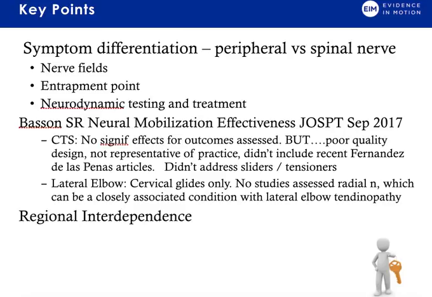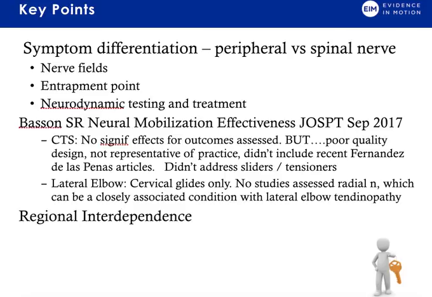Sometimes when you just do the opposite, what if we gave somebody a tensioner who was highly irritable? Would all of those people get worse? I don't know. I think more research needs to be done. Lateral elbow, cervical guides only. No studies assess radial nerve, which could be closely associated with the condition of lateral tendinopathy. This is why I would highly recommend you test upper limb tension tests for people with any kind of upper extremity pain. You might be surprised.